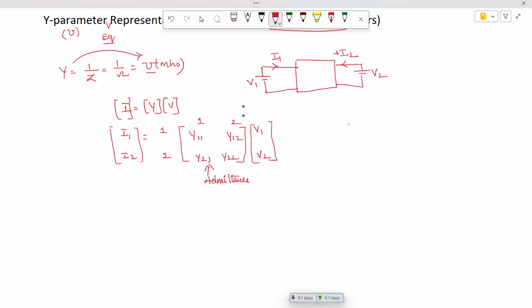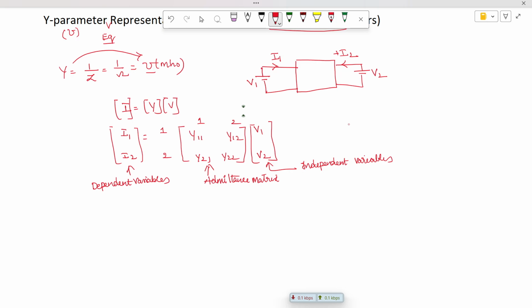Y is called the admittance matrix, where V1 and V2 are called independent variables. It's very important to understand all these things. Where V1 and V2 are independent variables, I1 and I2 are dependent on V1 and V2. Therefore, I1 and I2 are called dependent variables.